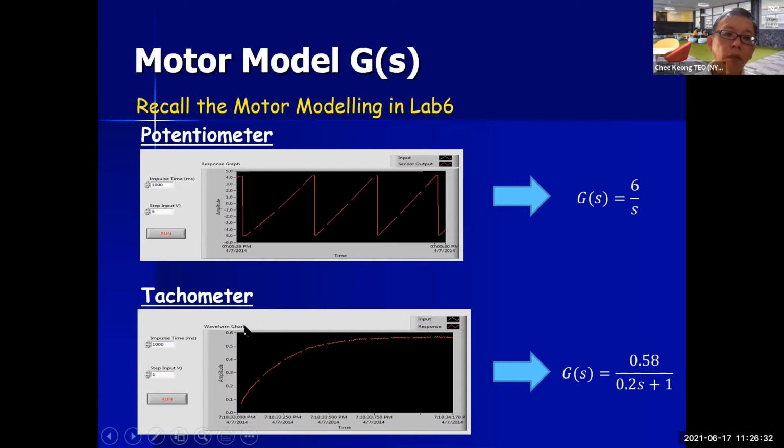And in the tachometer portion, which is in the same motor module but the other output, we have something like a first order transfer function, right? The expression is given by 0.58 over 0.2s plus 1. So this is the practical session on lab 6, right? Now today we are going to use this motor module in place of the motor that we are controlling.